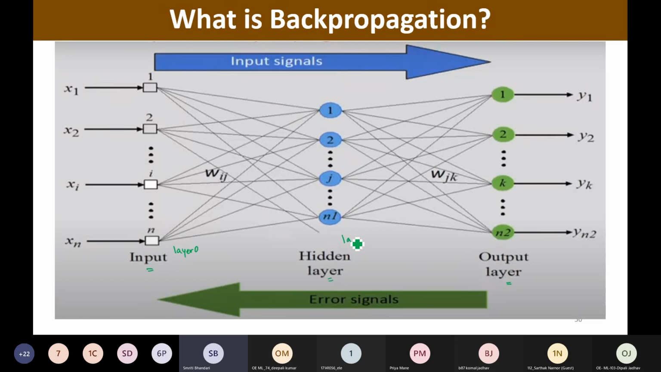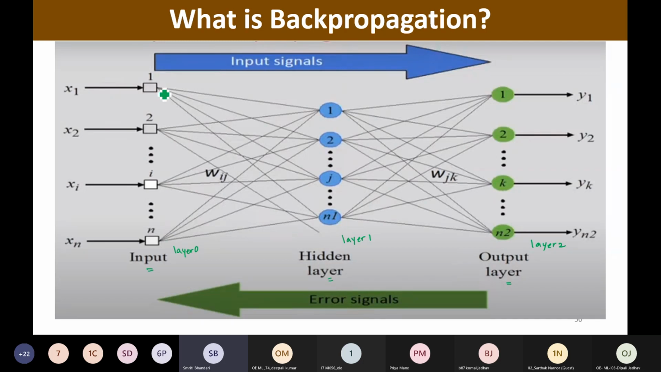This hidden layer is layer 1 and this output layer is layer 2. So we have two layers. This is a two-layer neural network which has one hidden layer and one output layer. These are the inputs x1, x2 up to xn. This is a fully connected network, meaning every input is connected to every neuron in the hidden layer. These are the neurons in the hidden layer.